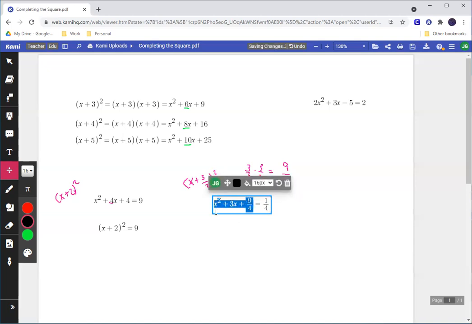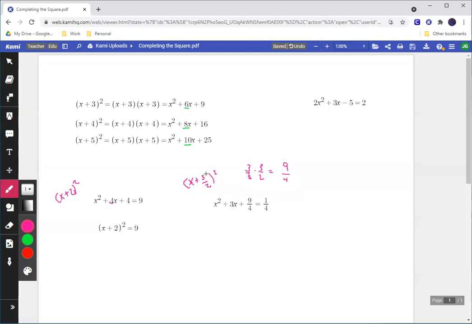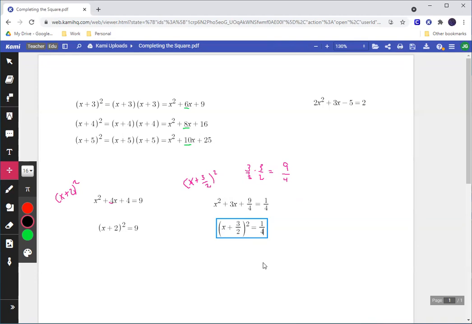And this is actually a completed pattern, because we have 3/2 plus 3/2 is 3, and then 3/2 times 3/2 is 9/4. So it's still following the same pattern that we talked about before, even though it's got that fraction in there. So we can come in here and we can replace with (x plus 3/2) squared equal to 1/4. And that's what happens when you are dealing with fractions or odd numbers in the center. You just have to get comfortable with some fractions in there.